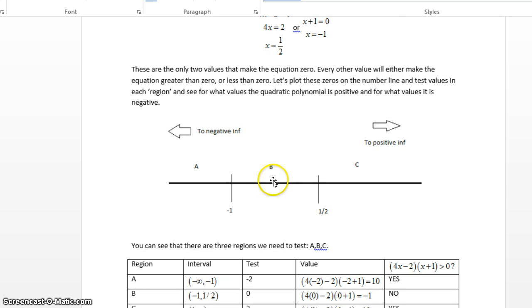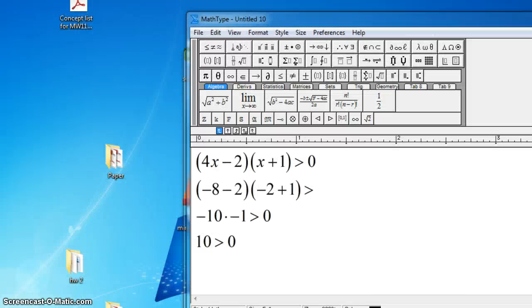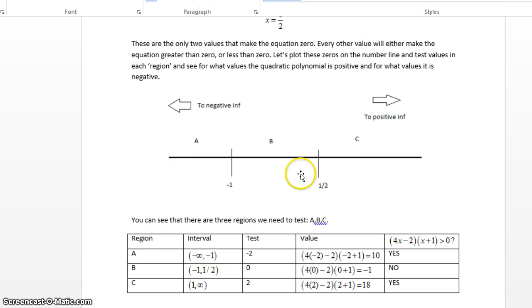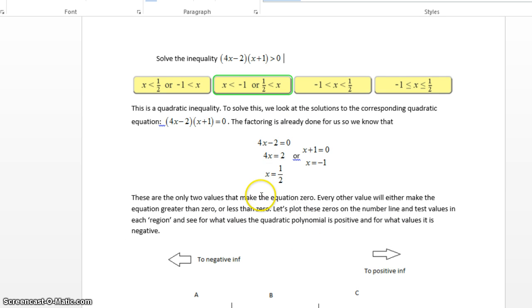So the number in region B is 0. So let's test 0 now. So 4 times 0 is 0, minus 2 gives us negative 2, times positive 1. So that comes out to negative 2, right? So is negative 2 greater than 0? No, that's actually false. So what that tells us is any value you choose between negative 1 and 1/2 does not make this inequality true. Okay, so we'll keep that in mind.